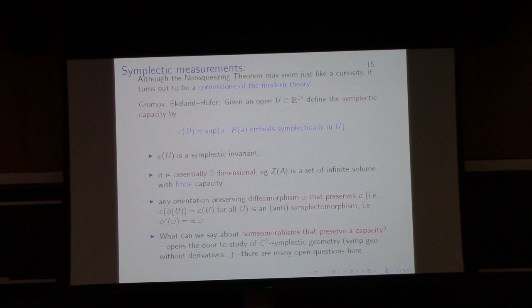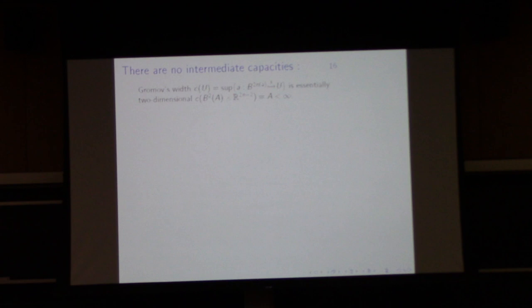So let's go on to some other basic results. This is saying there are no intermediate capacities. This was a question of Gromov, well actually it was a question of Hofer. So as I pointed out, Gromov's width is an essentially two-dimensional measurement. Because you take an object which is finite in two directions and infinite in all the other directions, and it's got finite capacity. So it's sort of like a two-dimensional measurement.